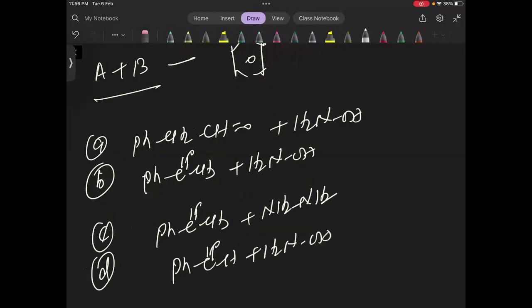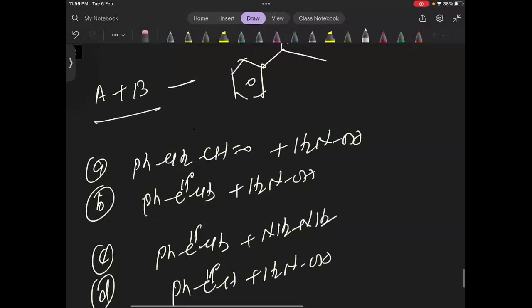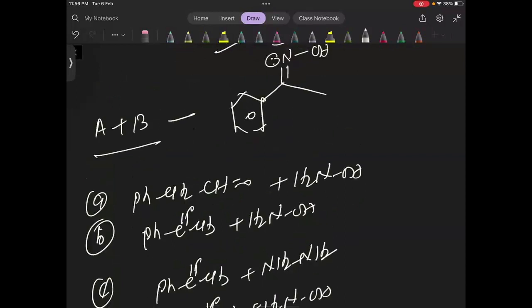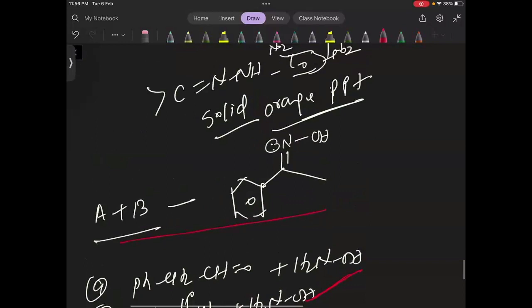What do you think, students? Which option is going to be correct? You can see here this mechanism and these reactions, so option B is the correct option. I hope, students, you understood the whole logic of the amine derivatives. Thank you very much. Have a nice day.